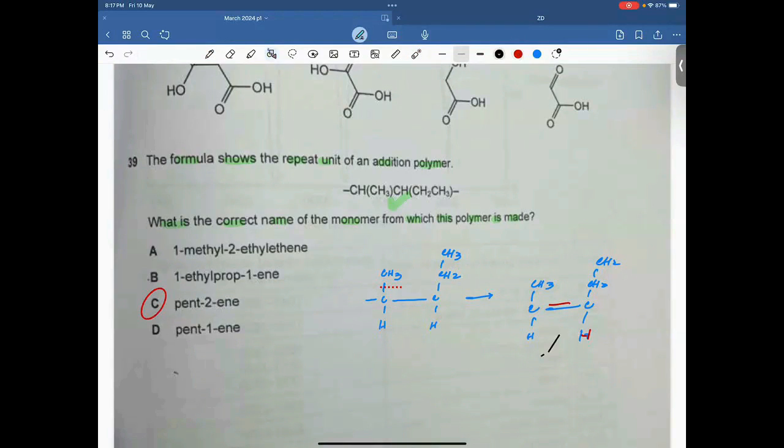Let me write this in a structured form. This is CH3, then this is CH, double bond CH, then CH2, and then CH3. Let me give you the numbering of carbon atoms from both the right hand side and the left hand side. 1, 2, 3, fourth, and fifth. I'll go for this side because this side has the lowest position of the functional group, which means it is pent because we have 5 carbons. Since the second carbon has the functional group, it's 2-ene. So that's the answer for question 39.